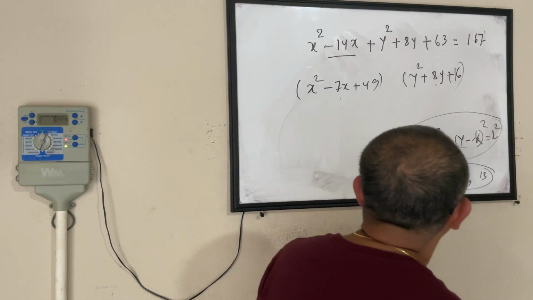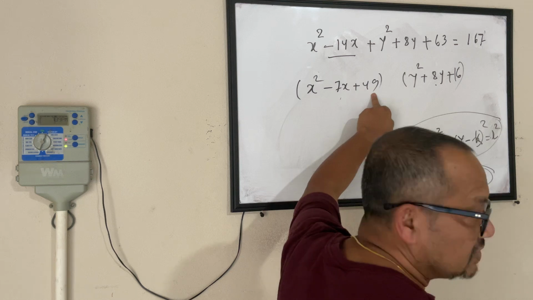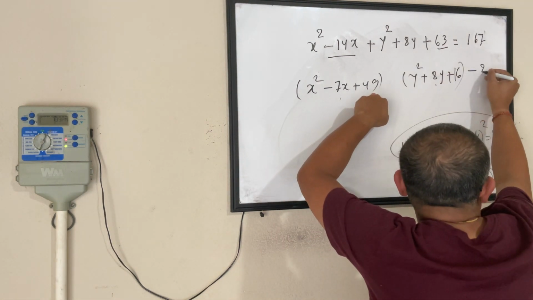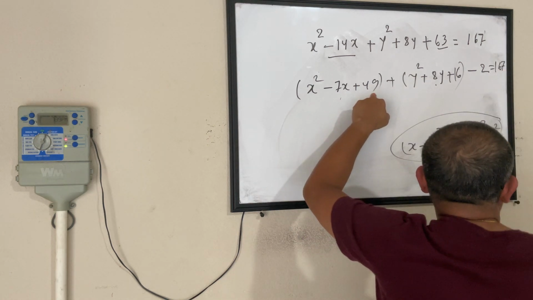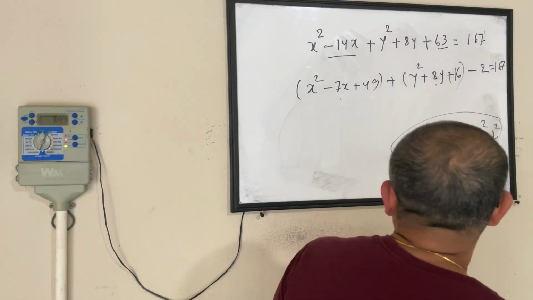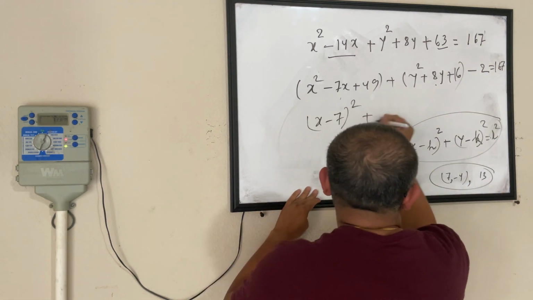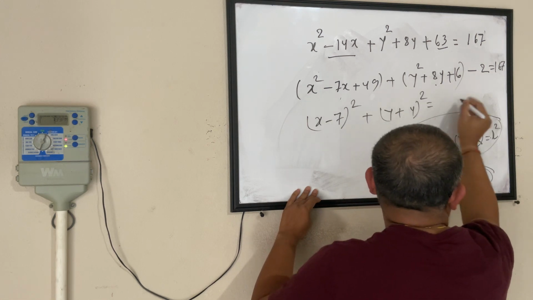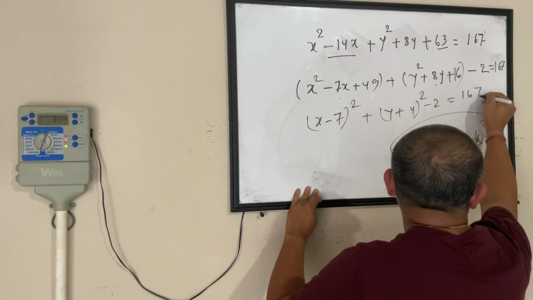And then I just added 49 and 16. Yeah, that gave you 65. But what you had was 63, so you have to subtract 2. And that gave you 167. Okay, so this became (x - 7)² + (y + 4)² - 2 = 167.